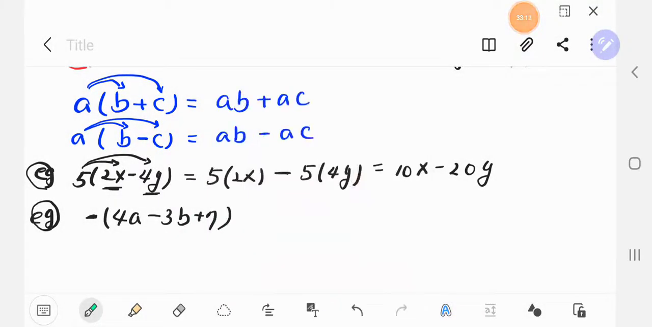Okay, let's remove the parentheses. So how do you rewrite this expression without the parentheses? The parentheses has a negative sign here, so minus sign here, that means we will replace the sign of each term inside the parentheses. Change the sign. So 4a is positive, so you make it minus 4a. And the second term is minus 3b, so make it plus 3b. Change the sign. And plus 7 becomes what? Minus 7.